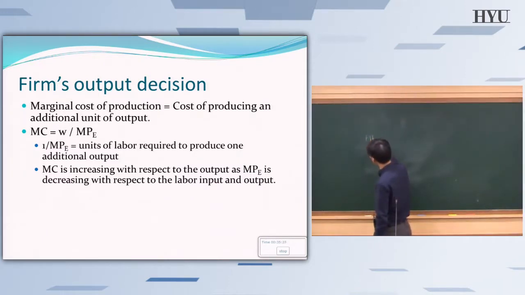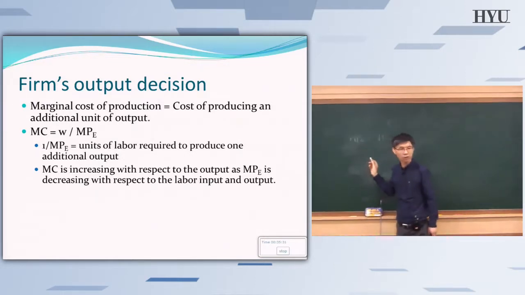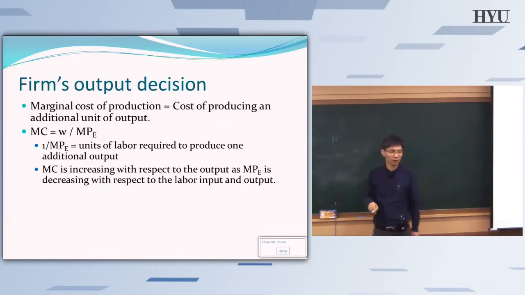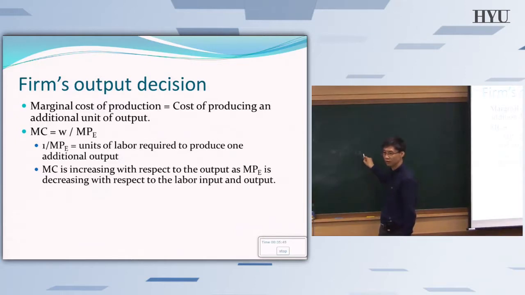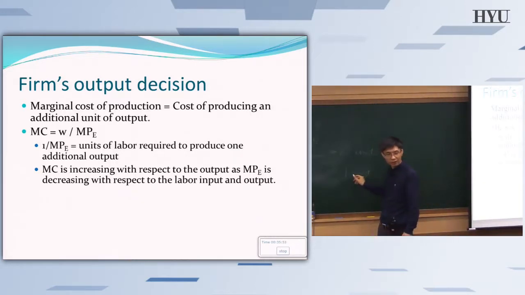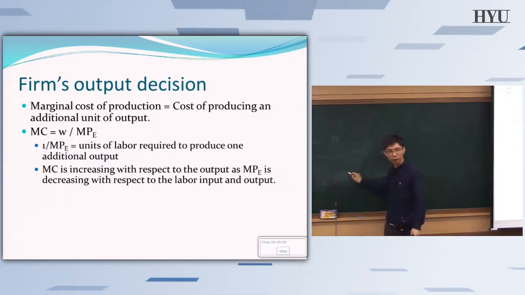Think of the marginal product of labor as, let's say, 10, for example. Which means that if you have 1 more worker, then you will make 10 units. That's the marginal product of labor. That makes sense. But if you want to produce only 1 unit, then how much input do you need?